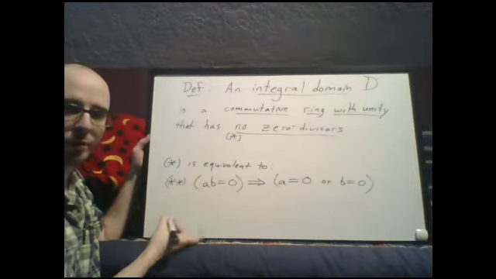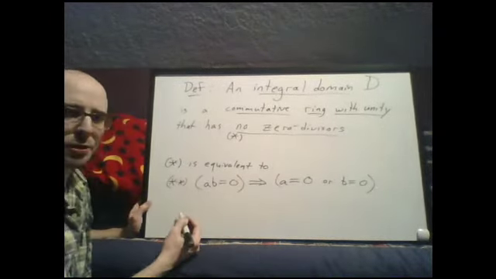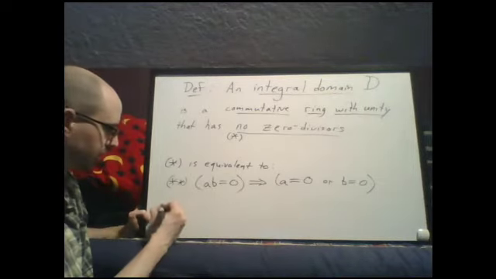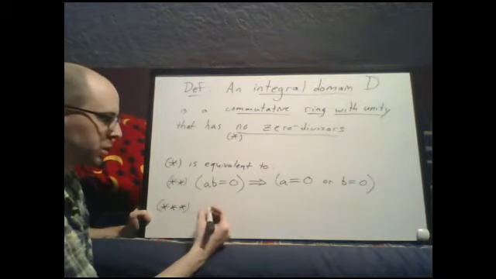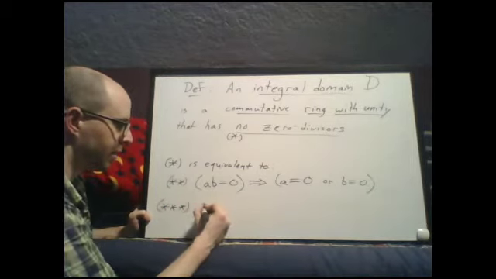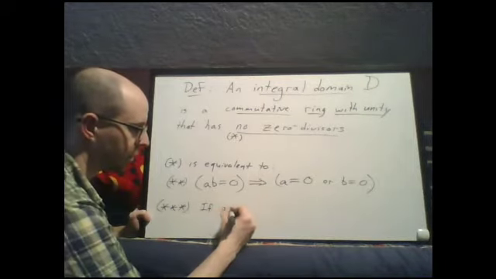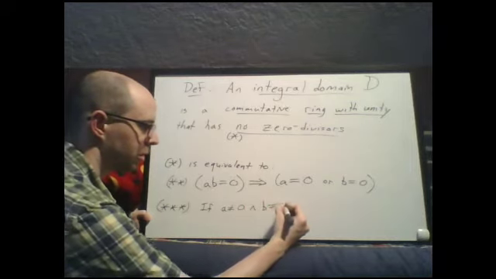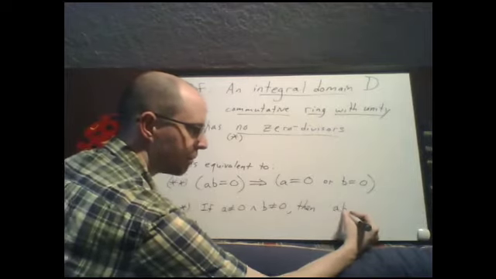So that's one way of saying it. That's the one that we use the most probably. There's a third, which would be the contrapositive of this. Let me call this triple star, which would say if neither of these is 0, A doesn't equal 0 and B doesn't equal 0, then A times B is not equal to 0.